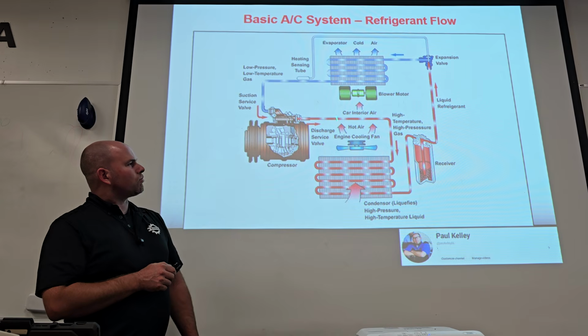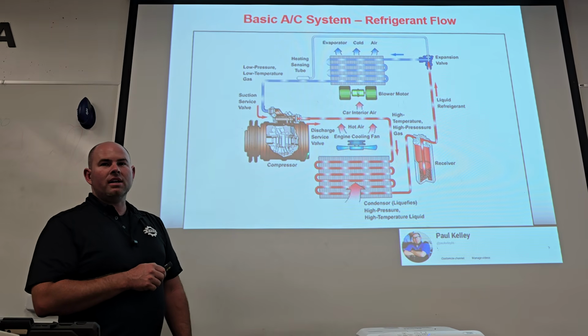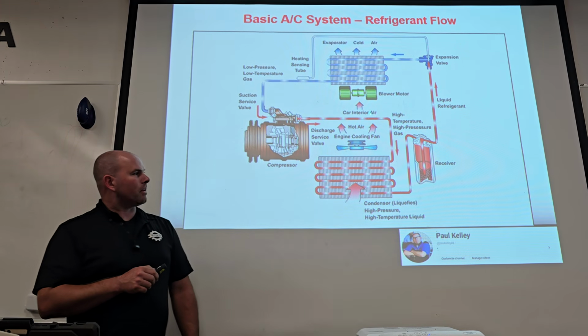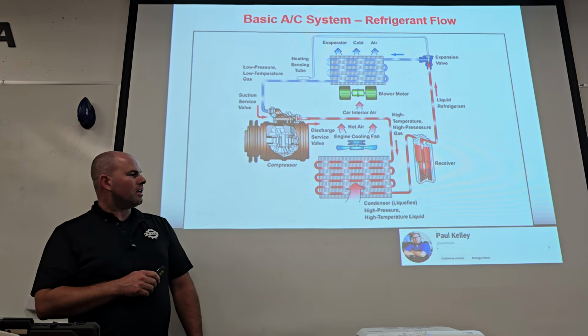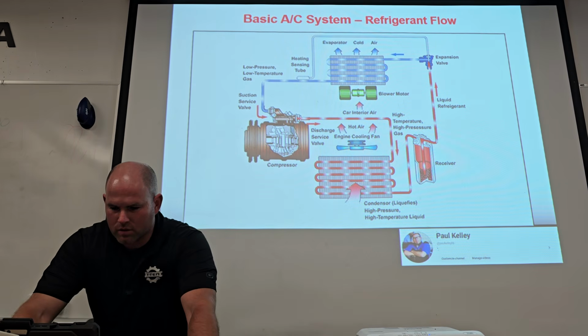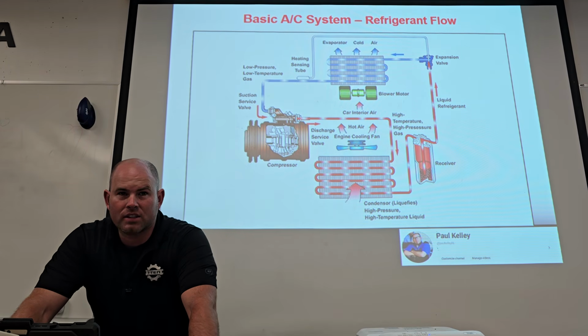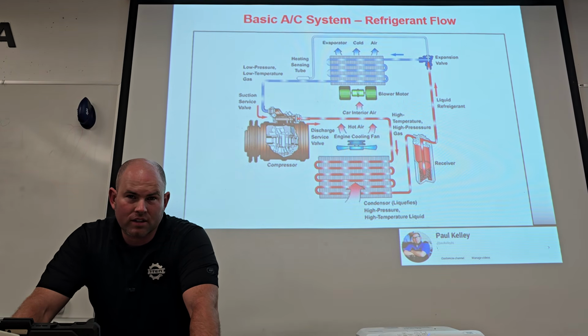Cool? So we know it's red, which means it's hot, it's high pressure, and didn't I just explain it's a vapor? Because the compressor doesn't handle liquids. Hot, high pressure, vapor, or gas. That goes into the condenser. What's the condenser do? Condense, or like condensate, right? Condensate goes from a vapor to a liquid, correct?